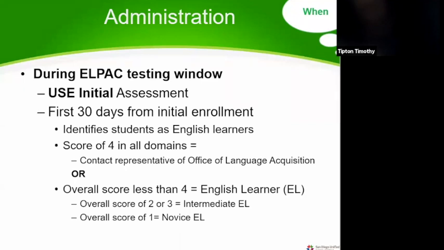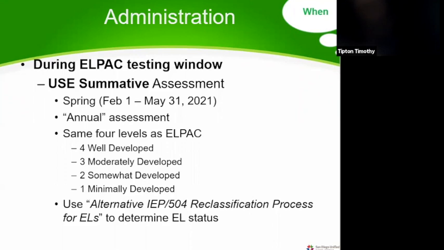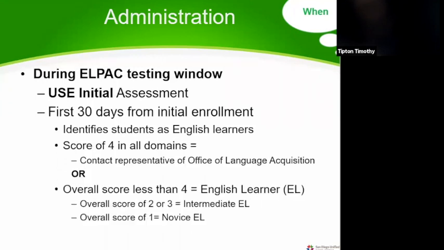Often our students at that age do end up being identified with a less than a 4 in order to identify them as an English learner, given their limited experience with English, and they become identified as an English learner. Although there are times, going back to the initial, that students join us in the middle of the year, or they join us from another country in the middle of the year. So initial can be given at any time of the year.